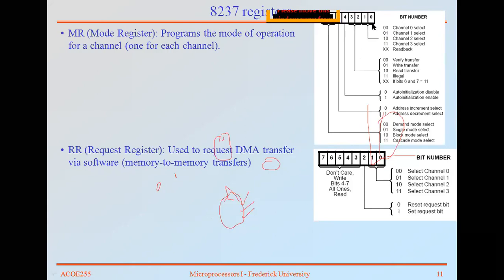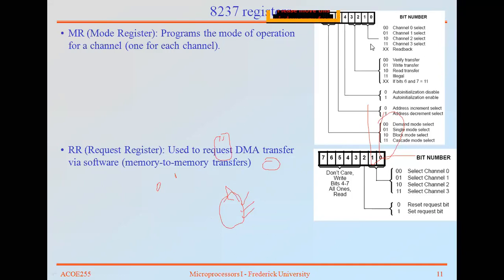00. How many channels are there in this 8237? There are 4 channels. But how to select each channel? When I use the 00 combination here, it selects channel 0; 01, channel 1; 10, channel 2; 11 is channel 3. If D0 and D1 are don't cares, that is a read back signal.